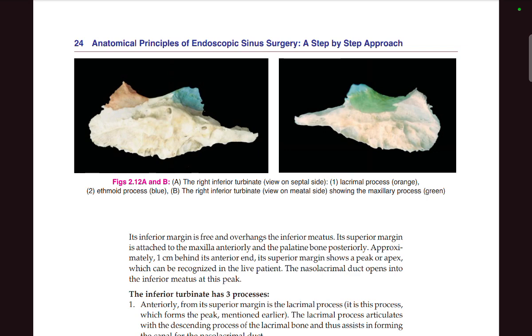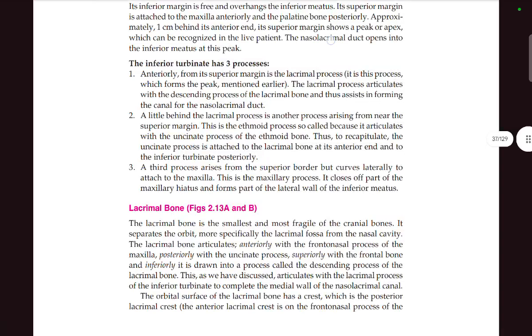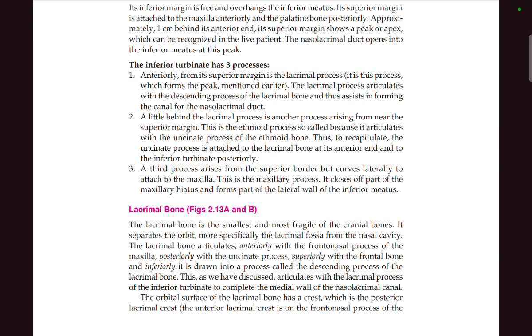In diagram B, we note the right inferior turbinate, view on meatal side, showing the maxillary process in green. Its inferior margin is free and overhangs the inferior meatus. Its superior margin is attached to the maxilla anteriorly and the palatine bone posteriorly. Approximately 1 centimeter behind its anterior end, its superior margin shows a peak or apex, which can be recognized in a live patient. The nasolacrimal duct opens into the inferior meatus at its peak.